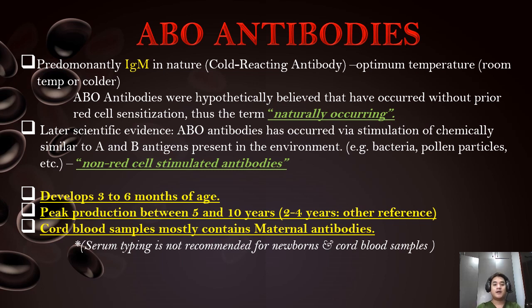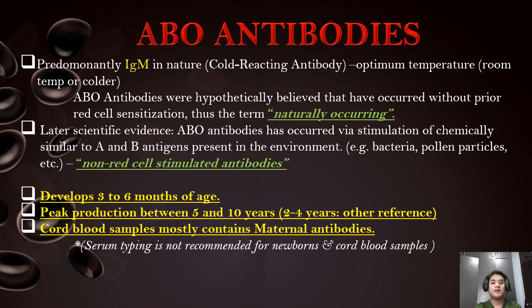However, class, note that when these two come out in your board exams, choose the former, which is from Dennis Harmening, since her book on transfusion practices is the medtech's Bible for immunohematology. So with all this scientific evidence, non-red cell stimulated antibodies, instead of naturally occurring, became the more appropriate term to describe the production of ABO antibodies.